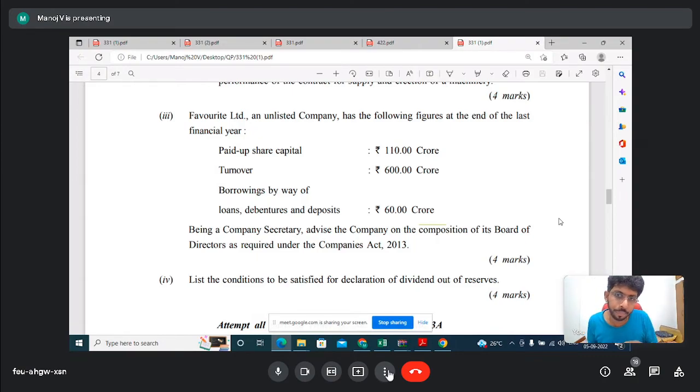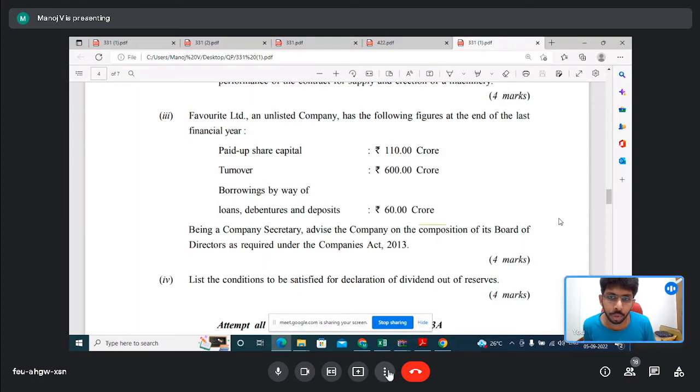Yes. Okay. Now, do you see women director provision triggering? Yes, sir. Okay. So out of that 3, make sure 1 person is a woman director. So you need to write all the provisions, then conclude the answer. Conclude saying, look, this is my board composition of Favorite Limited. So it will go like this.